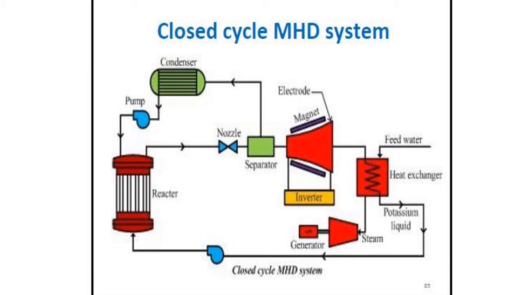So the liquid potassium, after being heated in the breeder reactor, so here we can see a breeder reactor. The breeder reactor is heating the liquid potassium and it is passed through the nozzle where its velocity is increased. Here you can see there is a nozzle in the figure. The liquid potassium is sent to the breeder reactor, and from the breeder reactor the vapors are formed due to the nozzle action.